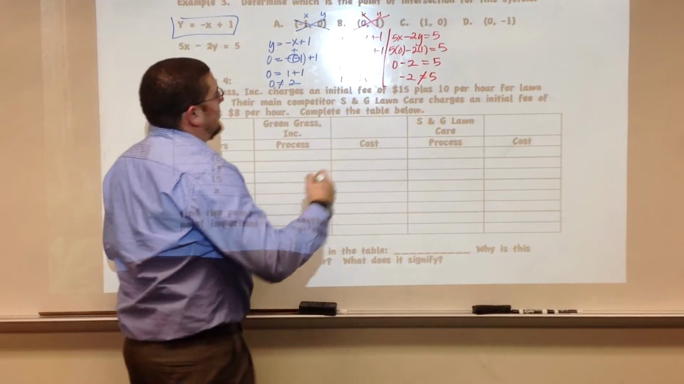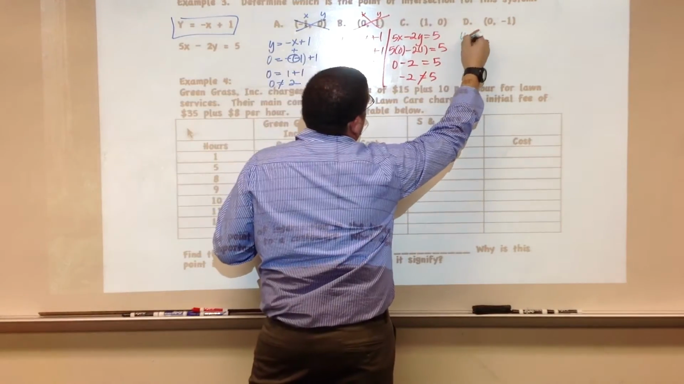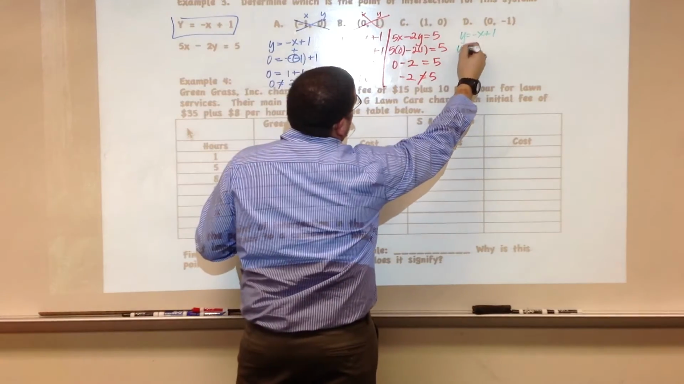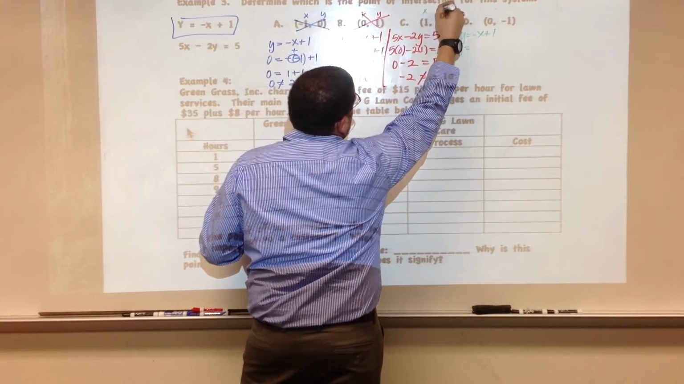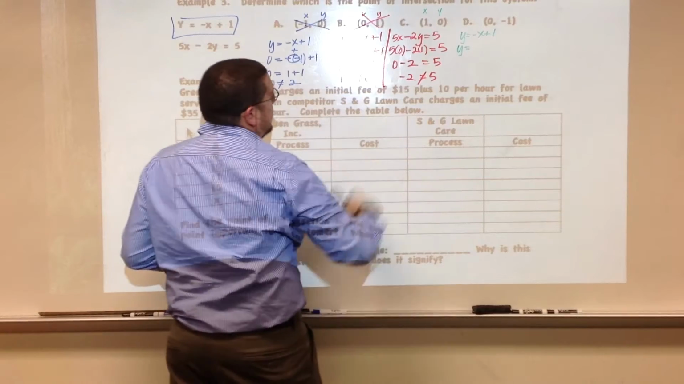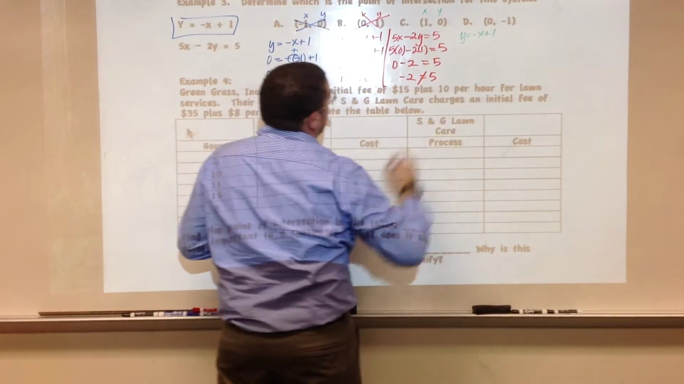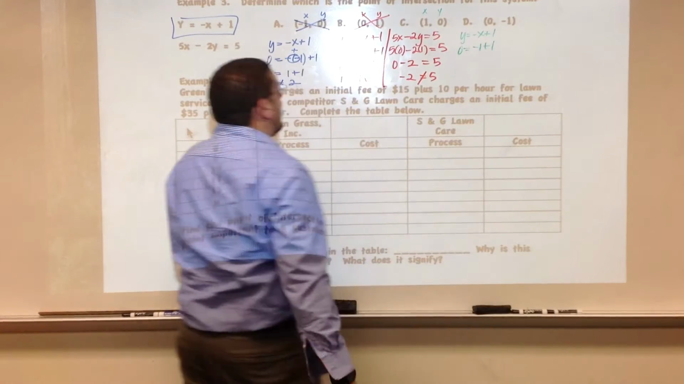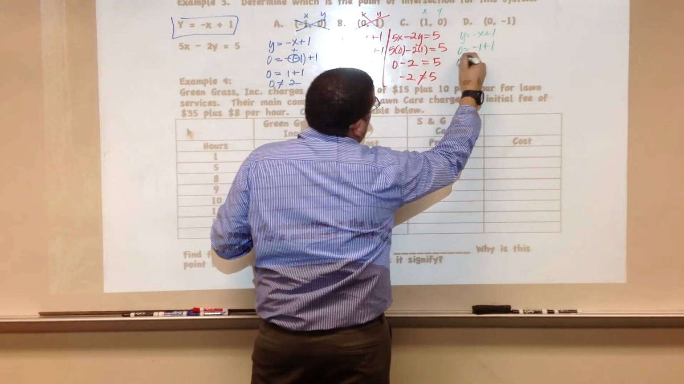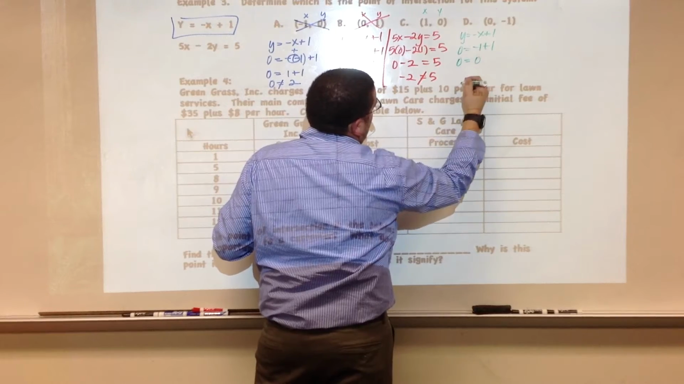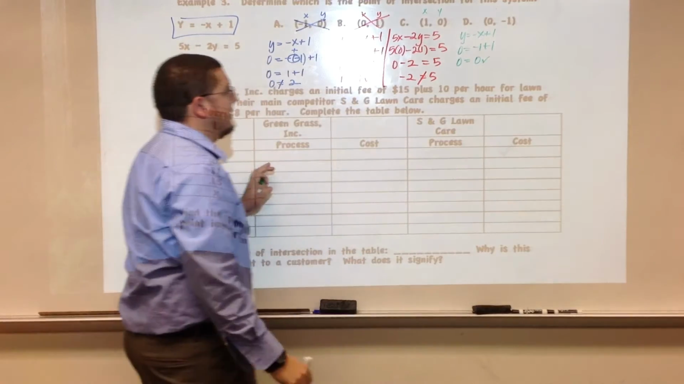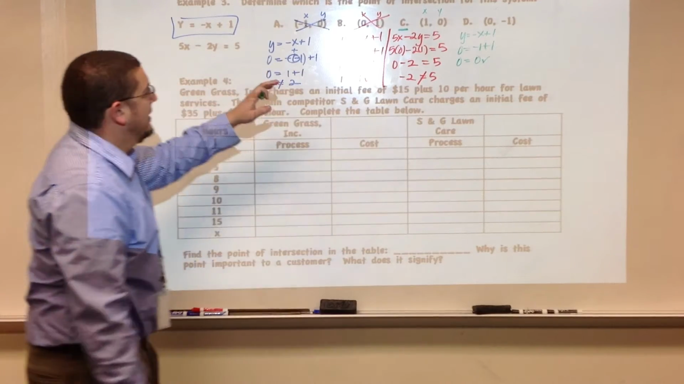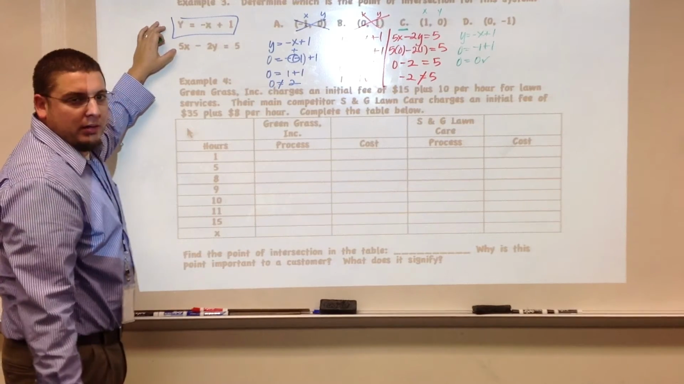Okay, let's look at c now. Again, I'm going to start with y equals negative x plus 1. I'm going to replace y with 0. So 0 equals negative 1 plus 1, and negative 1 plus 1 is 0. So that makes sense. So for c, the first equation does work.